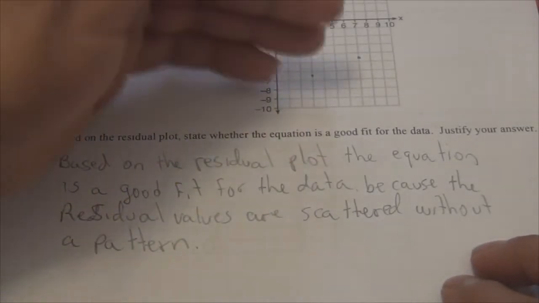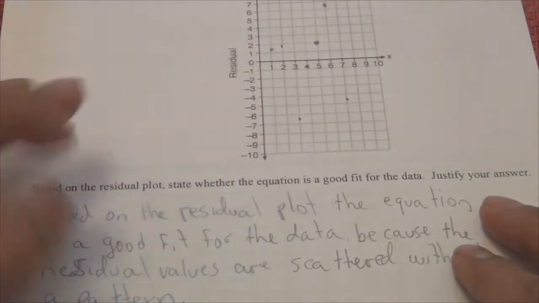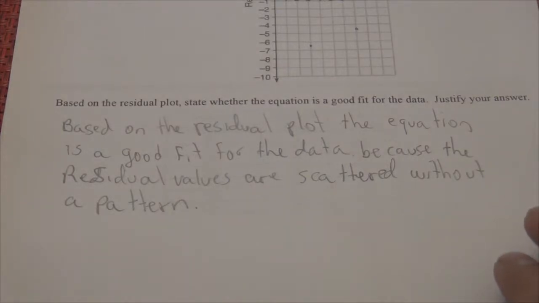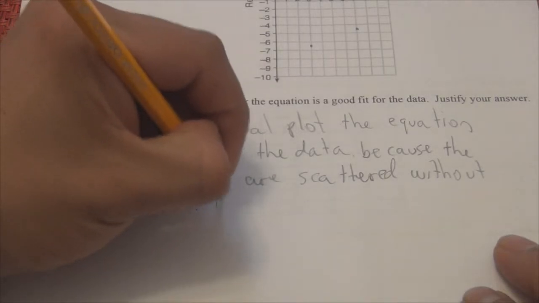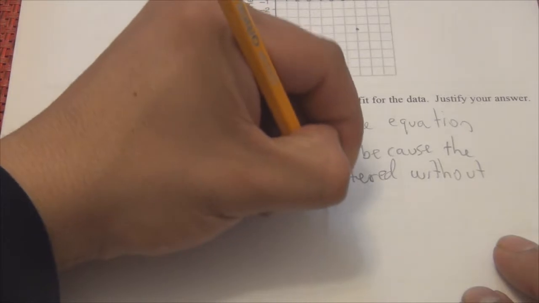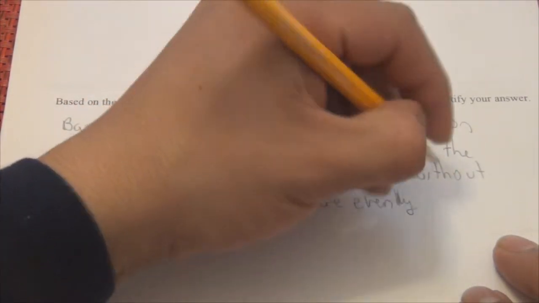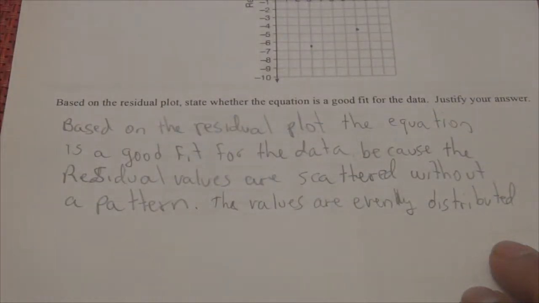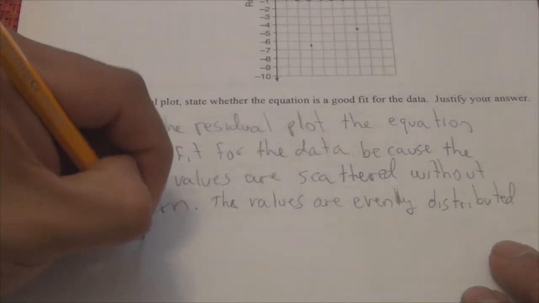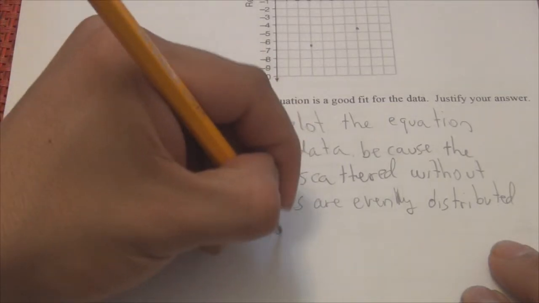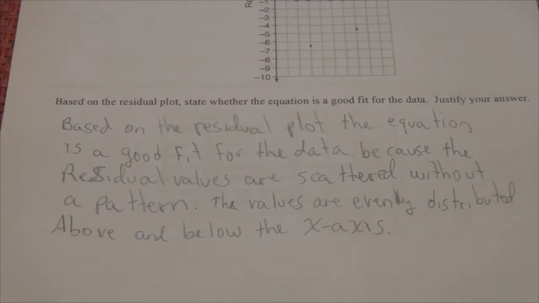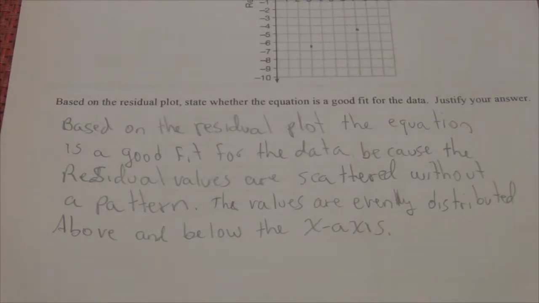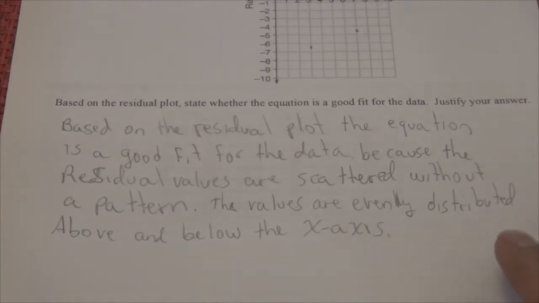And they also have to be fairly distributed above the x-axis and below. So I'm going to write this down. This is going to help me with my explanation. And are evenly distributed above and below the x-axis. Seriously, what I gotta do for four miserable points. Well, so that's what it is. That was the answer. All right, so let's move on to the next problem.